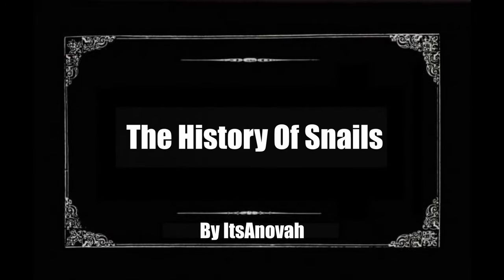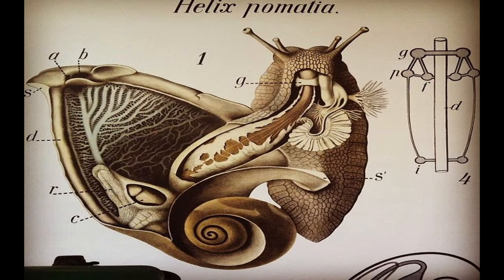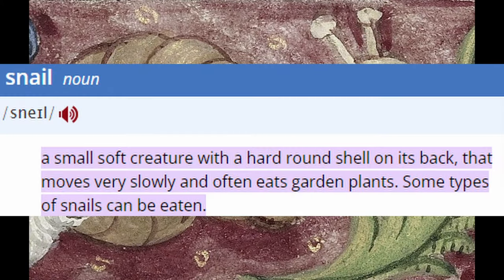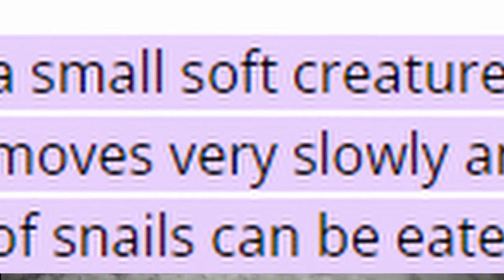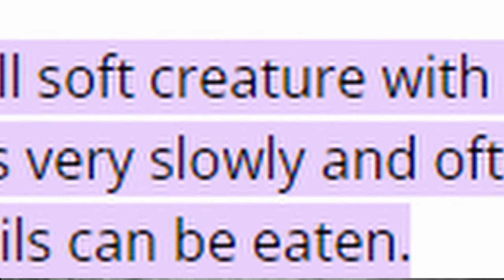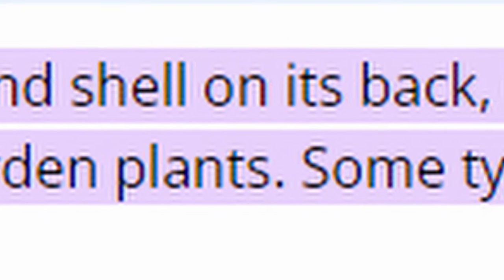A History of Snails. What are snails? Well, Oxford Dictionary defines snails as a small, soft creature with a hard, round shell on its back that moves very slowly and often eats garden plants. Some types of snails can be eaten.